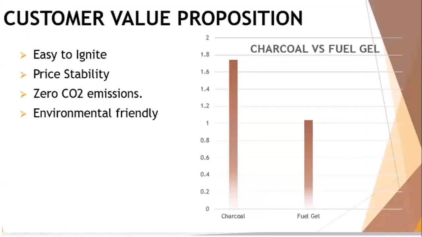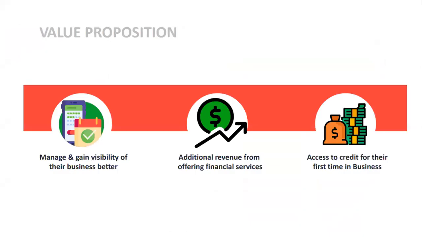Okay, this is another one. These ones make fuel gel, which can cook instead of charcoal. What they say is, it is easy to ignite. The price is stable. We do not change like charcoal. Today, you'll find a kilo is 50,000, another time it is 70, another time 30. Then zero carbon emissions, it does not affect your health. When you light charcoal, you have breathing challenges. It's environmentally friendly. That is their value proposition. So when they come to you and tell you that, chances are you are likely to be converted.